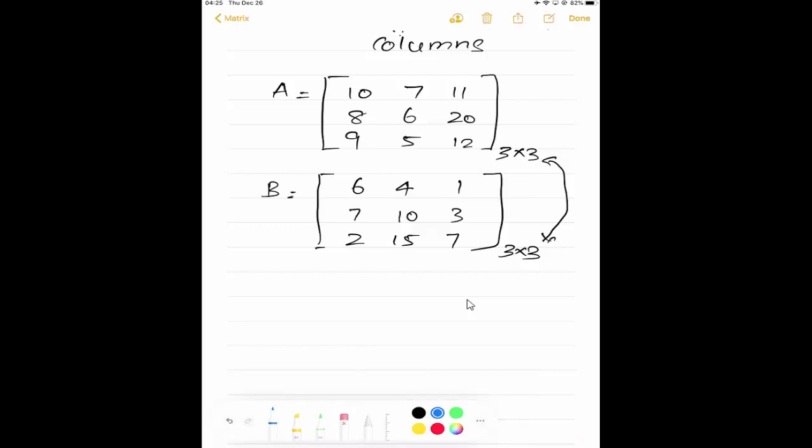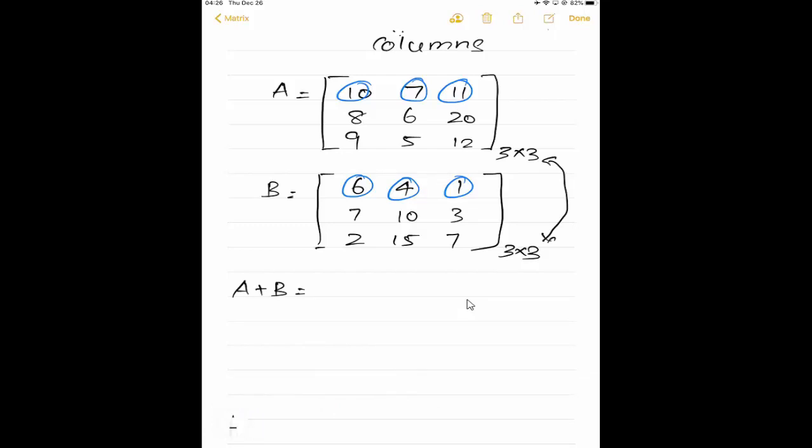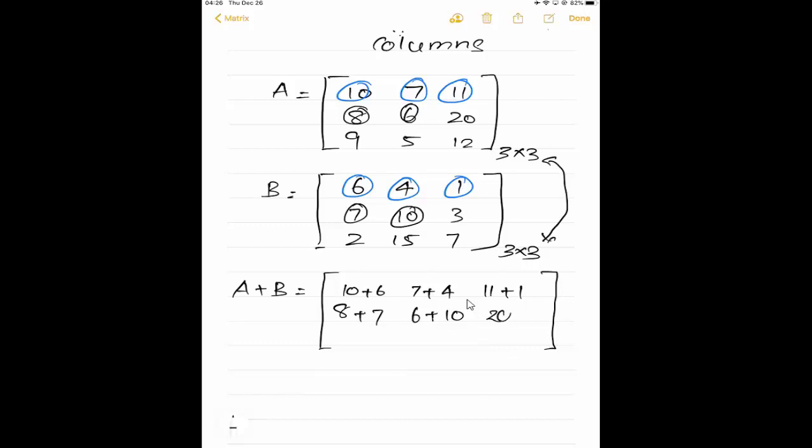If we add this A plus B matrix, then we have to add element wise. 10 plus 6, 7 plus 4, 11 plus 1, like that. A plus B equal to 10 plus 6, 7 plus 4, 11 plus 1. Element wise, then 8 plus 7, then 6 plus 10, then 20 plus 3, 9 plus 2, 5 plus 15, then 12 plus 7. So we have to add element by element.